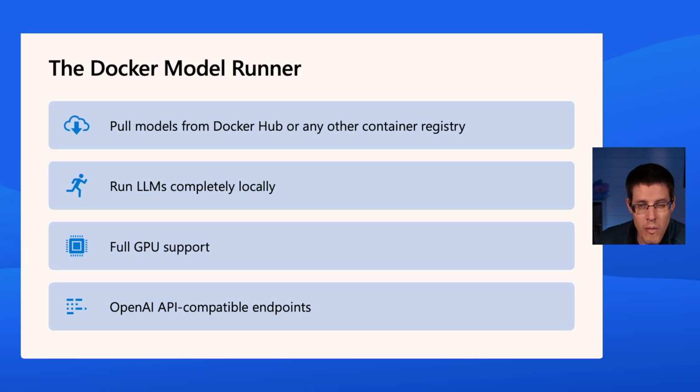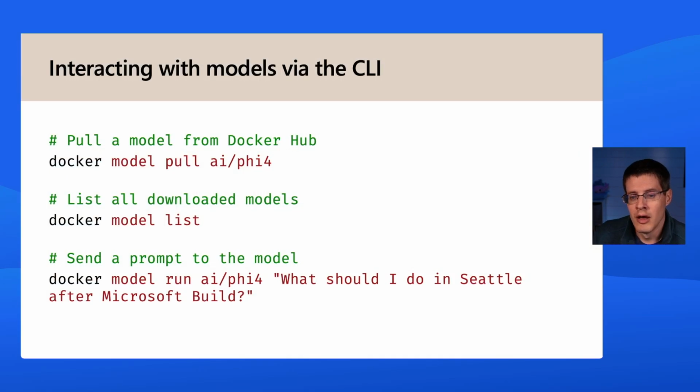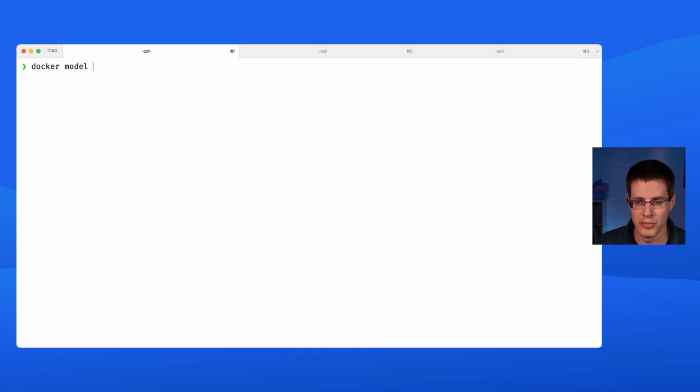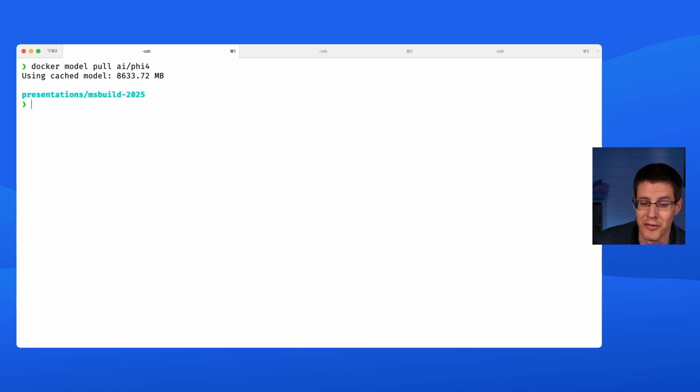Now, how do I do this? What does it look like? We've developed a CLI, a set of commands that look very similar to what most developers are already working with. So I can do a docker model pull and pull models, I can list models, and then I can even run prompts against them. To demo that really quickly, I can do docker model pull, and I'll pull the Phi-4 model. Again, I've got it cached locally, otherwise we'd just be sitting here watching it download.